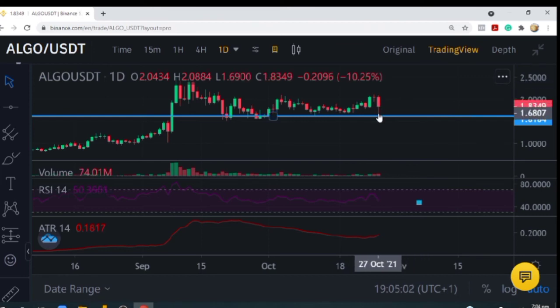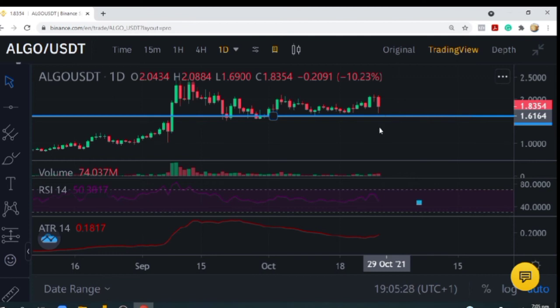So let's say this is our identified support, and we want to enter this trade here. At what point should we set our stop loss? We should set our stop loss one ATR away from the support. Now the support here is at $1.6. That is at the support level.